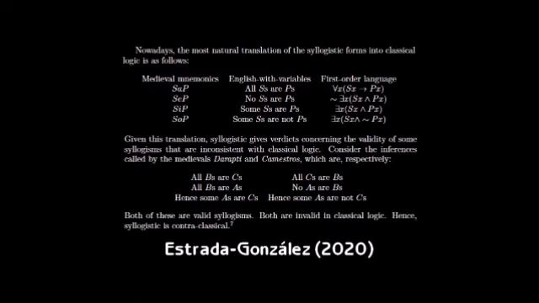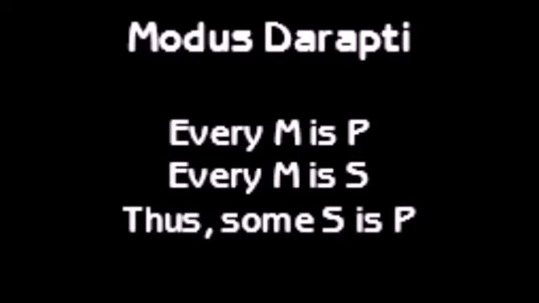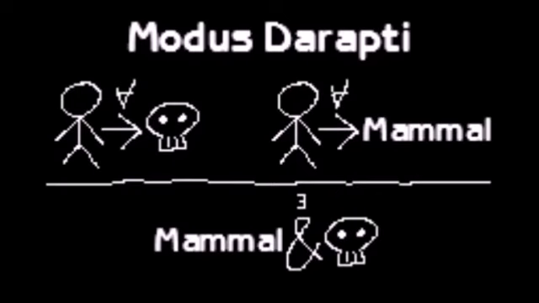One place where we can really show how standard and term logics clash violently is with the modus derivati syllogism, as Estrada Gonzalez 2020 pointed out. The modus derivati says this: if every M is P and every M is S, then some S is P. So for example, every man is mortal, every man is a mammal, therefore some mammal is mortal. Sure enough, that's pretty sound reasoning, isn't it?